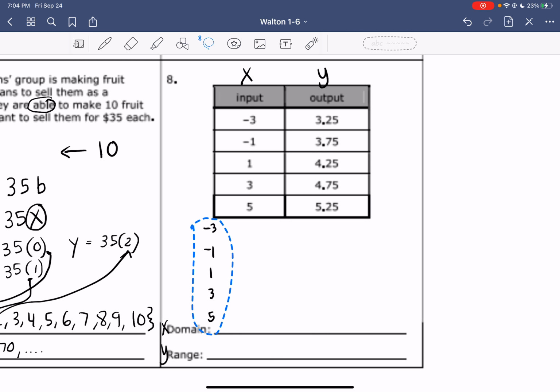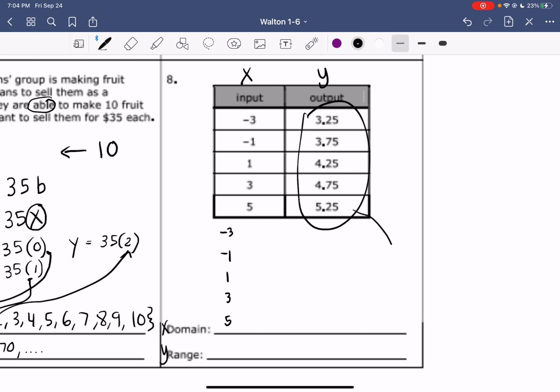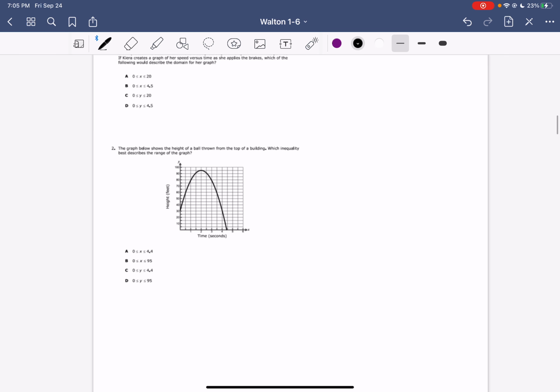domain category. And then each of our outputs is going to go in our range list. Okay, and there's no repeats, and they're in sequential order, so you can just keep them that way. All right, so there is that, and then there's a few more questions on the back.